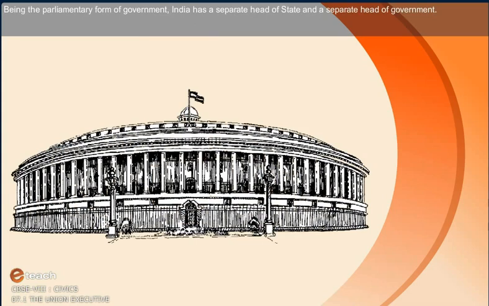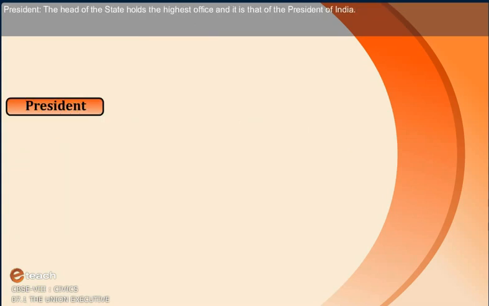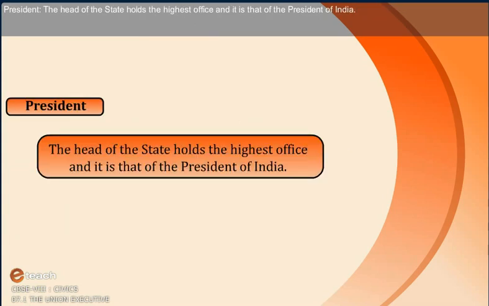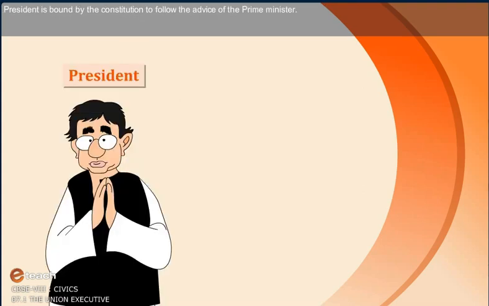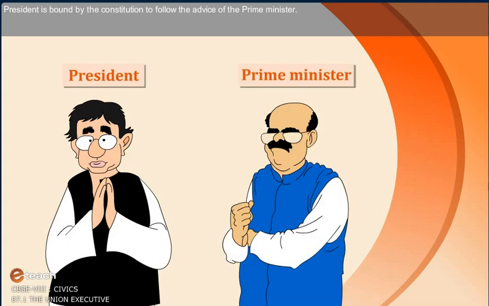Being a parliamentary form of government, India has a separate head of state and a separate head of government. President. The head of the state holds the highest office, and it is that of the President of India. The head of government is the Prime Minister. The President is bound by the Constitution to follow the advice of the Prime Minister.